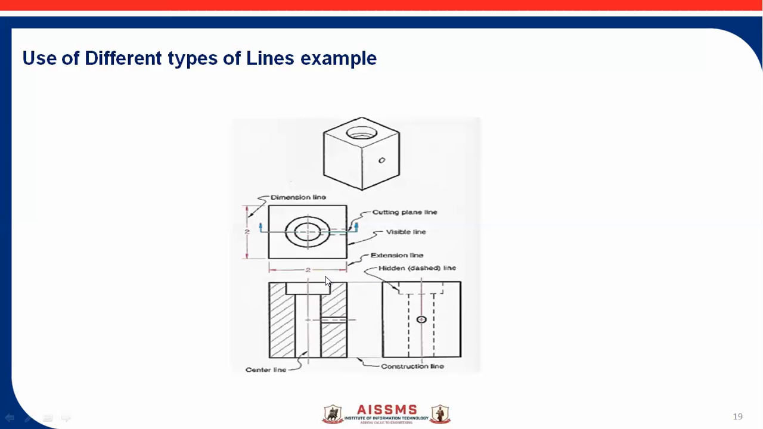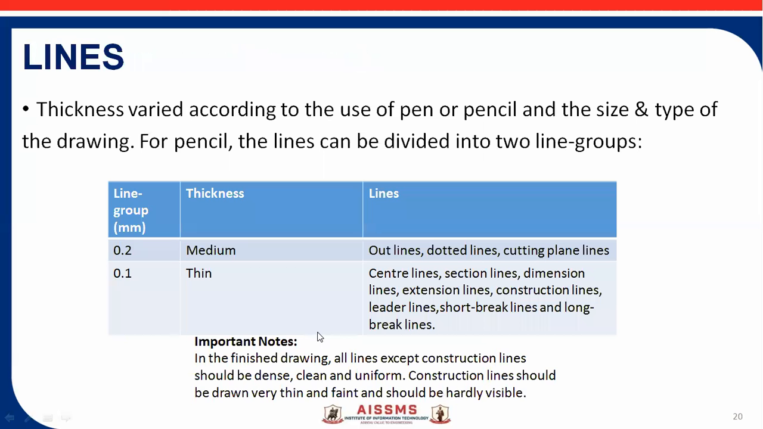Okay, previously I said it is a first angle method of projection. It is a third angle method of projection. So what are the first and third angle methods of projection? We will see later, but right now we will concentrate only on the types of lines. So this is the thickness variation of the lines, which we already covered.